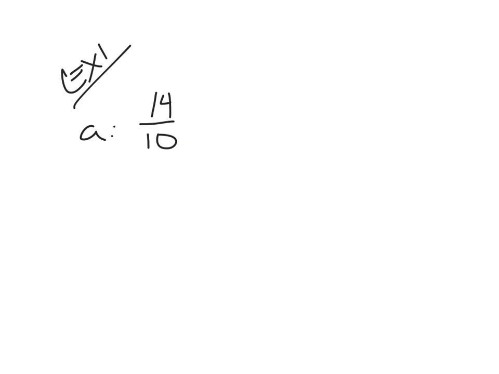The last thing you need to do is put this in simplest form. So we need to reduce this ratio, which would be what? Divide both by 2, and you get 7 over 5. Very good. So this would be your final answer.